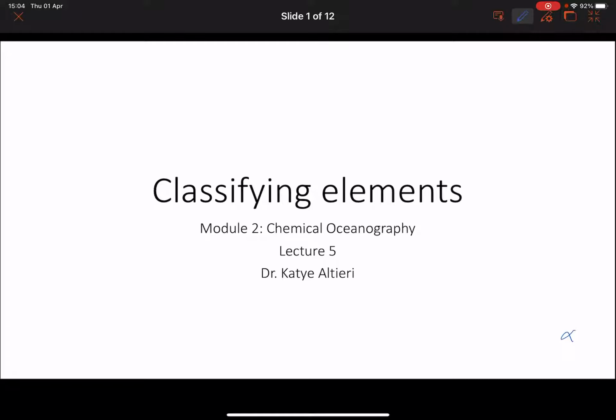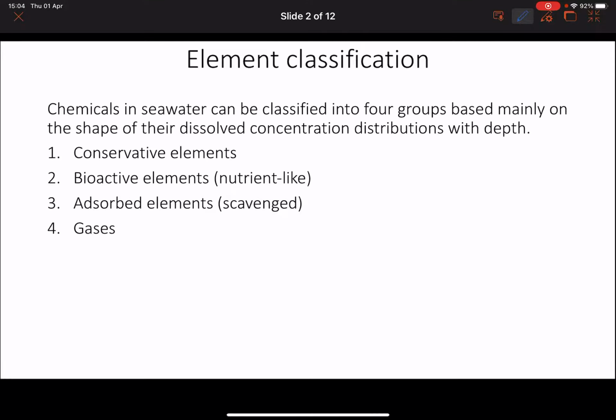Today we're going to talk about classifying elements. This is an approach to understanding the importance of different chemicals in the ocean, known as element classification. Chemicals in seawater, so any element in seawater, can be classified into 4 groups. And the way we do this classification is essentially based on what their concentration distributions look like with depth.